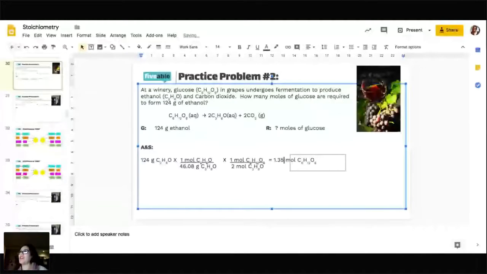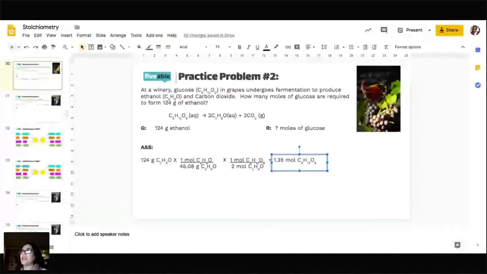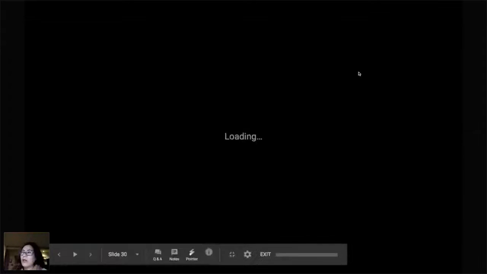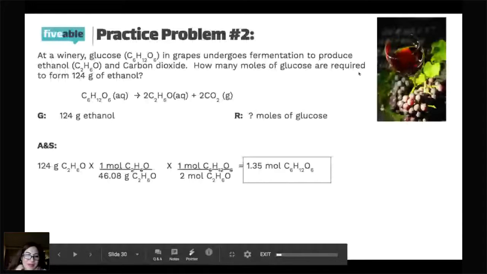We need to make sure we are using the proper ratios. In this case, it's 1 mole of glucose. That one was correct. But it's 2 moles of ethanol. This was my mistake. And now we have the correct answer. Any questions on this corrected problem? Okay, we're going to move on.